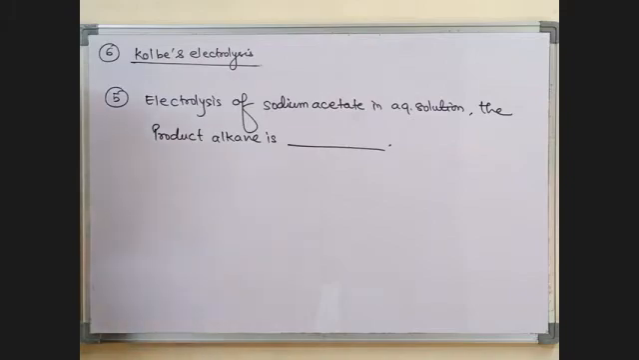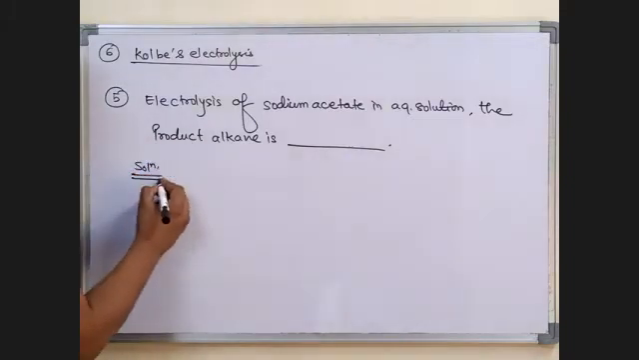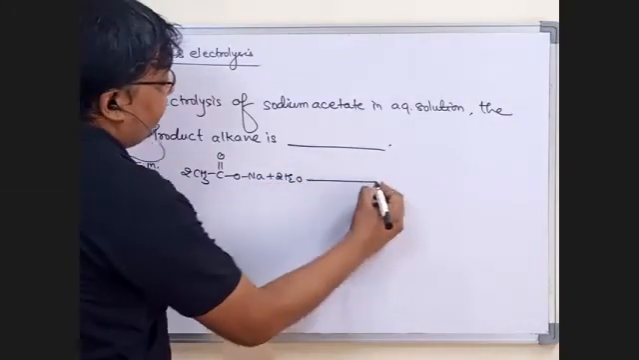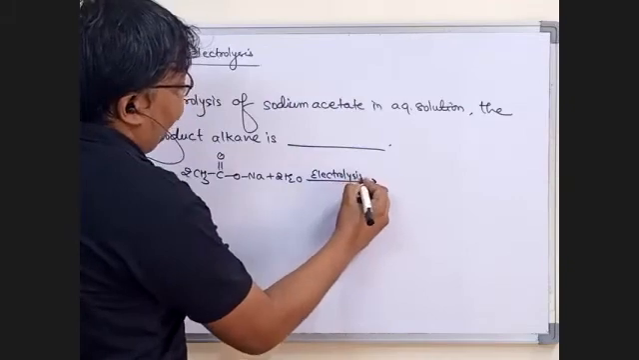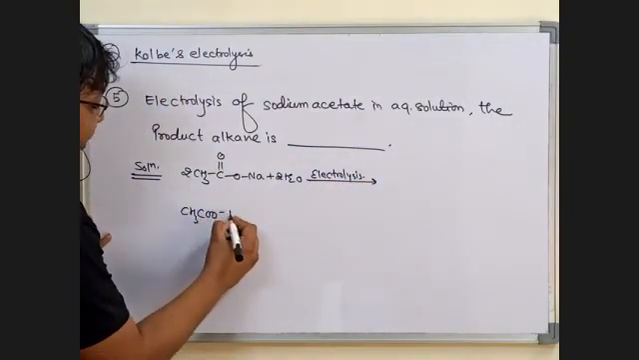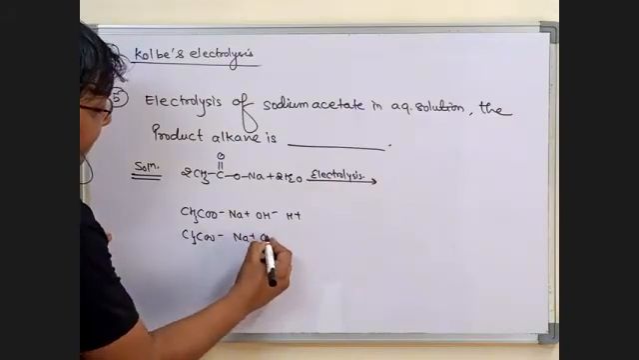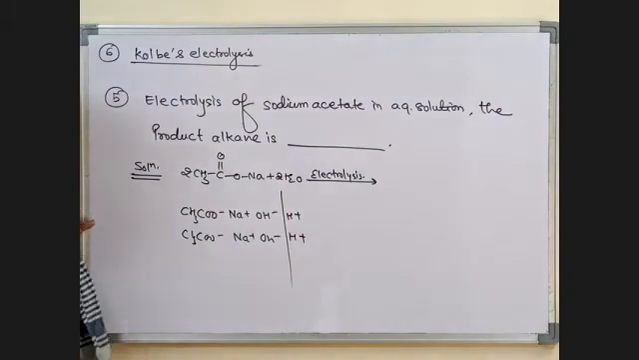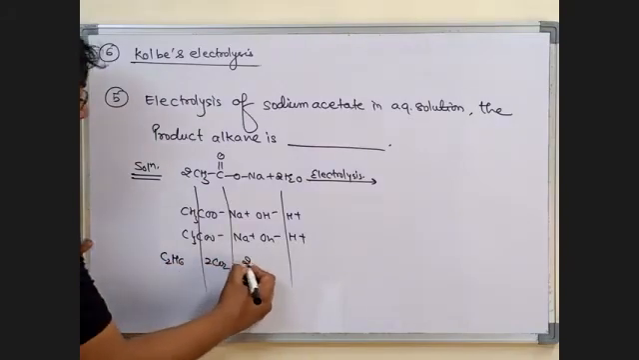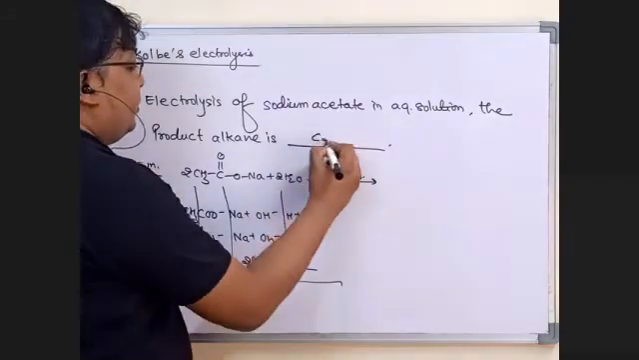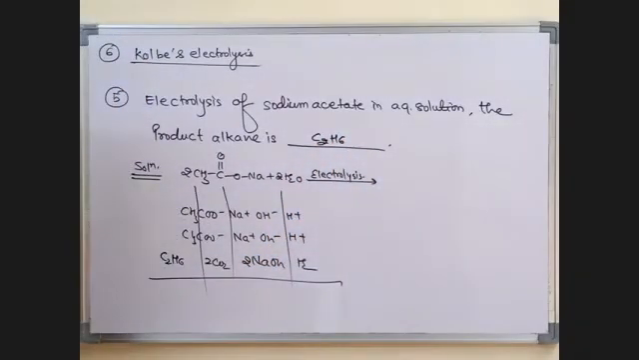The alkane formation is, so now the solution is, you have 2 moles of sodium acetate with 2 moles of water, students. On electrolysis, you will form H2 gas over here. You will form NaOH over here. You cut this also. Your answer will be ethane along with 2 CO2 gas, 2 NaOH and H2 gas. So your answer will be ethane, student.